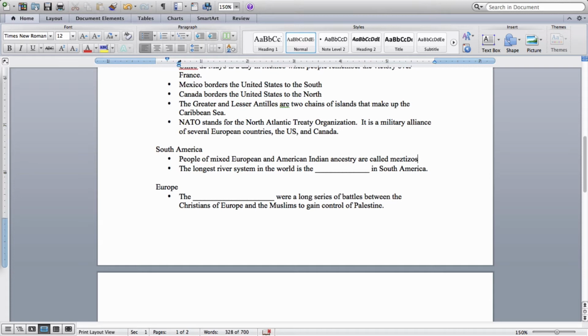T-I-Z-O-S. I believe I spelled that right. Let me double check. M-E-S-T-I-Z-O-S. I thought I was doing that wrong. The longest river system in the world is the Amazon in South America.